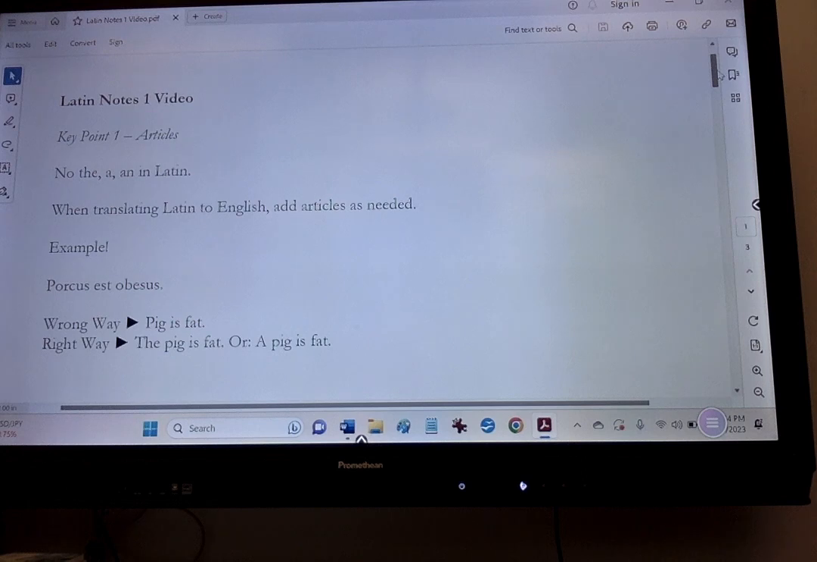Key point 1 for your Latin notes is that in Latin, the words the, a, and an do not exist. So when I translate Latin to English, I have to add articles as needed. For example, if I were to translate the sentence porcus est obessus into English, I would not say or write pig is fat, because that's not the way English works. I would say instead the pig is fat or a pig is fat, depending on what best fits the context that I'm working with. Pause the video here, make sure this gets into your notes. Thank you.